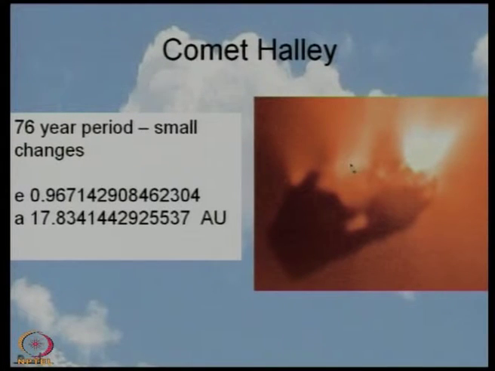So this is comet Halley. Comet Halley has a 76-year period. So if you live more than 76 years, you can hope to see it. By and large you can hope to see it only once in your lifetime. I saw comet Halley in my third year, 1986, if I remember correctly.